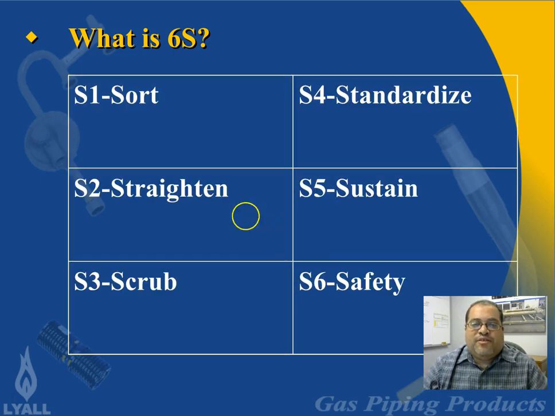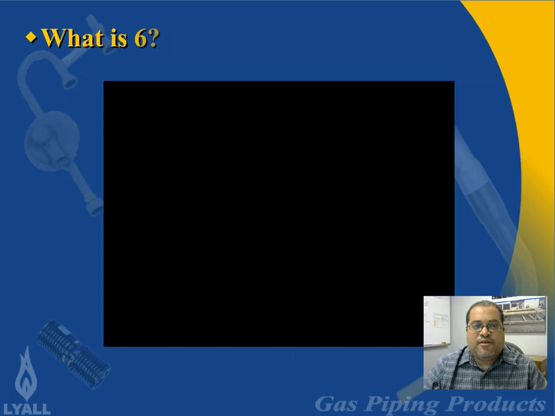Okay, so the question is, what is 6S? Well, there's basically Japanese words, and cleverly translated to English comes out closely to sort, which is to get rid of whatever doesn't add value, straighten whatever's left and does add value, deep clean the area, so it's called scrub, standardize both your cleanup routine and your operating methods, sustain the environment and sustain the gains that you achieve, and to consider safety in all of the things that you do and all the way you structure your workplace and your practices.